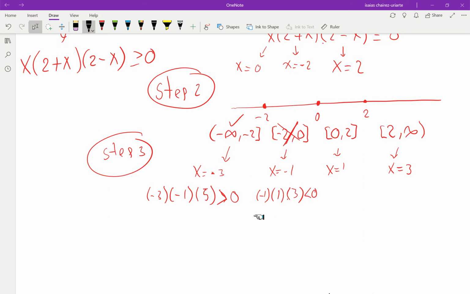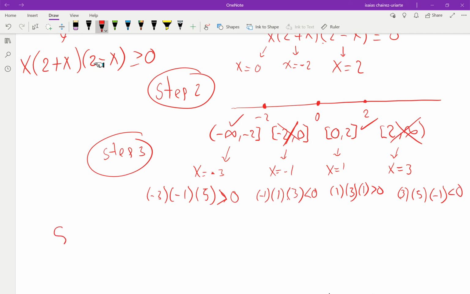I cannot use black ink, that's okay. Let me use x equals 1. If my x is equal to 1, I'm going to have 1 times 3 times 1, and that is definitely bigger than 0. So this is okay. And then the last test value, if my x is equal to 3, I have the following product: 3 times 5 times -1. And that is less than 0. So this interval is no good for me.